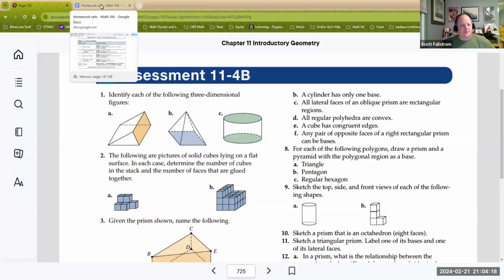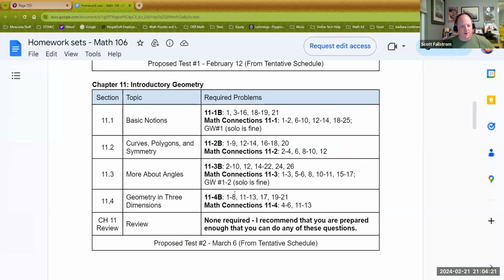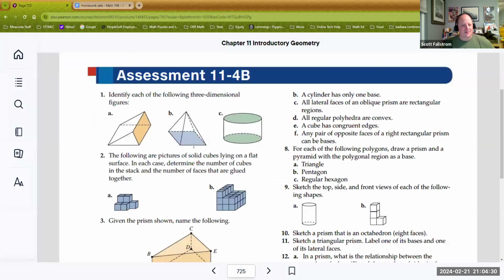All right, students, we're into 11.4 homework. 11.4 says 1 through 8, 11 through 13. I guess I picked 17 and then 19 through 21. So I got some holes in here a little bit.